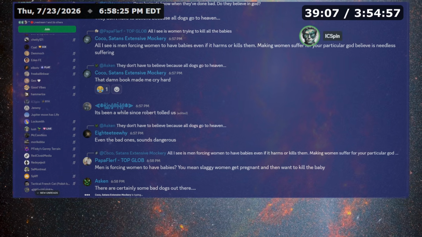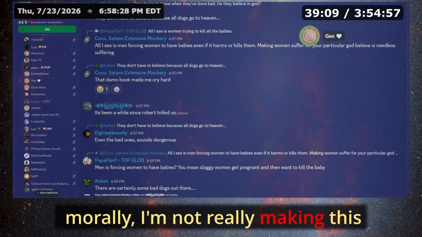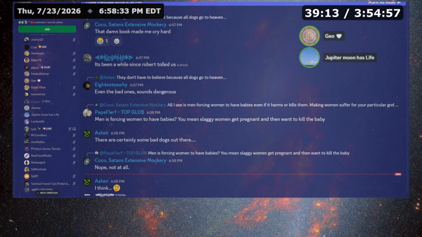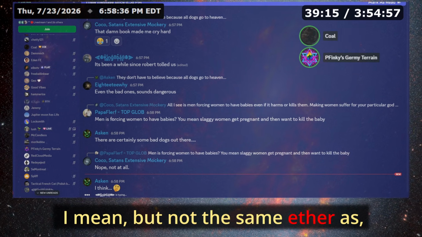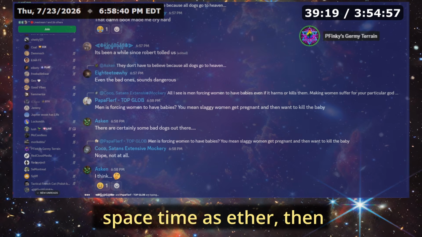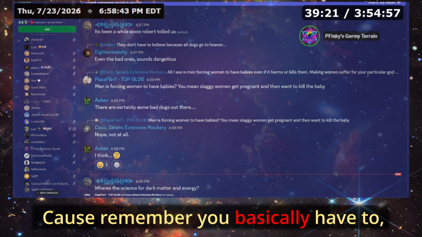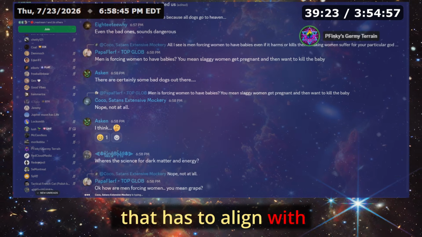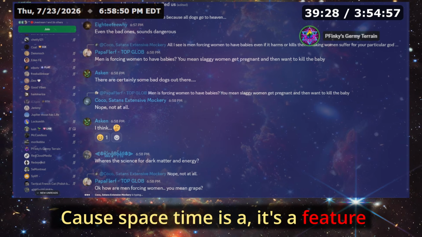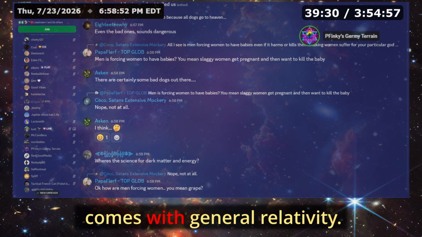Get it? No. Well, if you want to use Michelson-Morley, I'm not really making this argument, but you could say Michelson-Morley actually detected the ether. No, they did not. But not the same ether, because now if we're redefining space-time as ether, then it's incompatible, because that has to align with all of relativity, because space-time is a feature or part of the explanation that comes with general relativity.